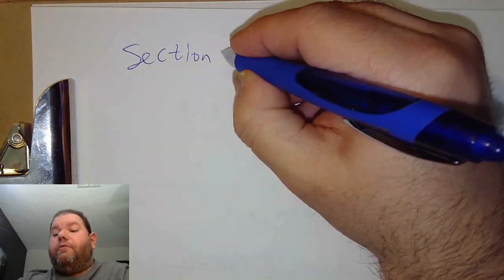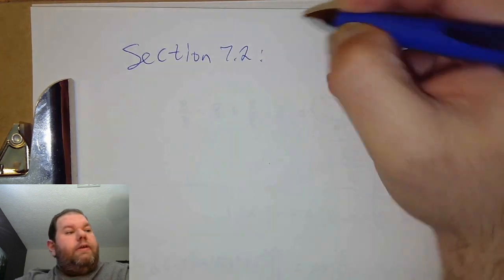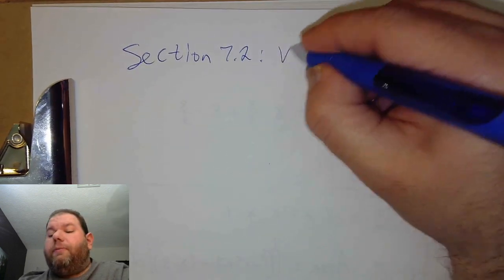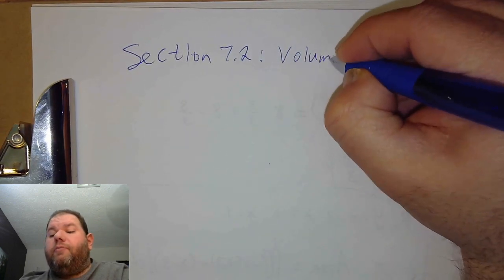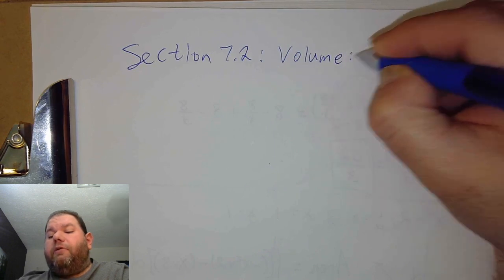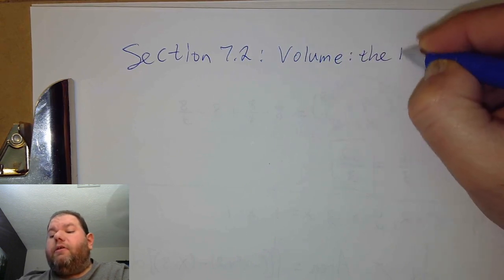Section 7.2 is about volumes of objects, and specifically we're looking at the disk method.